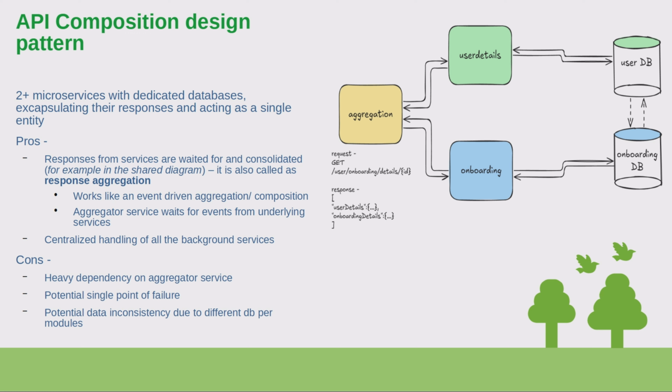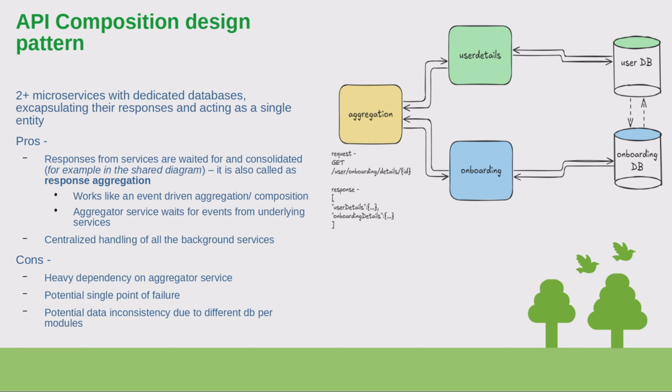Now coming to the next pattern, there is the API composition design pattern. As the name suggests, it will have a proper aggregation of the API responses. That's why it is known as a composition design. So in this example, we have user details and onboarding as two different services. They have dedicated databases which are syncing in the background. If we use any background database sync-up technology like the CDC methodology, in that case, you can assume that it won't take much time in terms of the data sync-up.